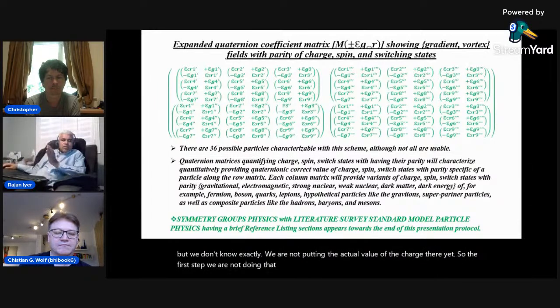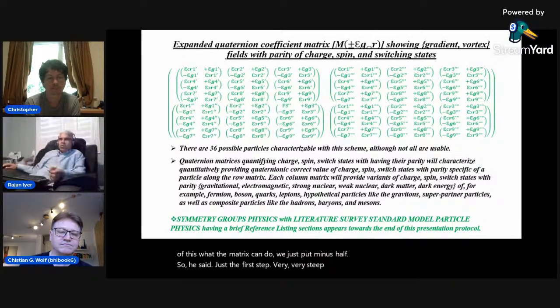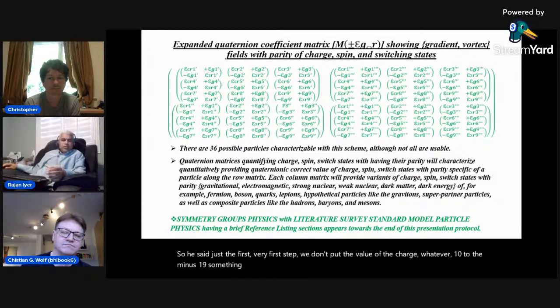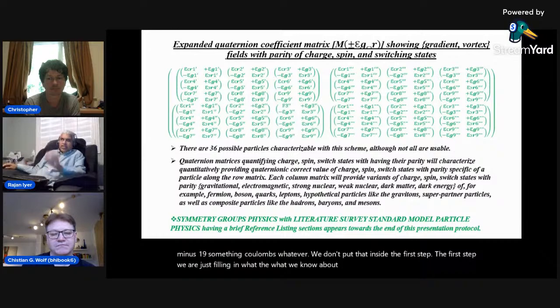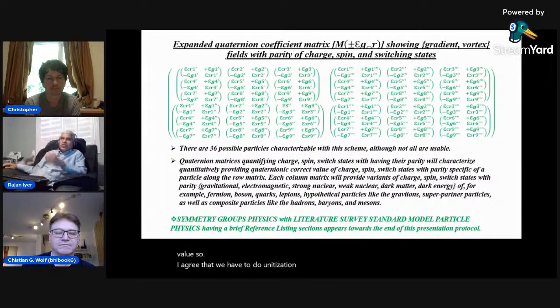We are just putting, so it simplifies that. We have to get an idea of what the matrix can do. We just put -1. So it's just a first step, very first step. We don't put the value of the charge, whatever, 10 to the -19, something coulombs, whatever. We don't put that inside the first step. The first step, we are just filling in what we know about a charge. Charge is -1. So it's a unitarized value. So I agree that we have to do unitarization and normalization. That's the step we have to go through.